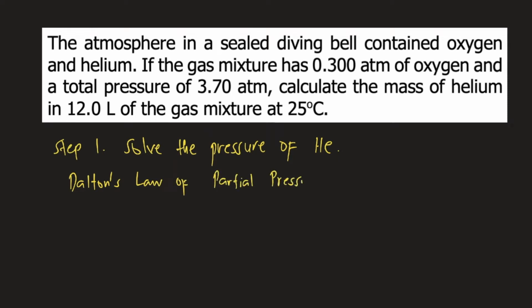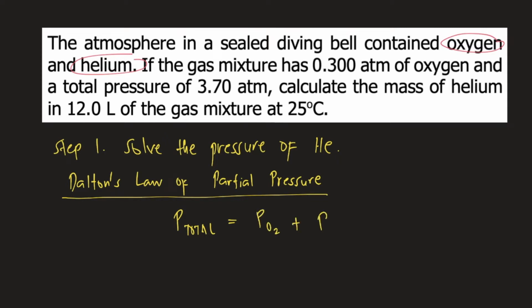So according to Dalton's law, the total pressure, P total, is equal to the sum of the partial pressures of all the gases. So in the problem, we have two gases, oxygen gas and helium. So the total pressure is equal to the pressure of the oxygen gas plus the pressure of helium. And when you read the problem, the total pressure is given. It's 3.70 atm. So total pressure is 3.70 atm.